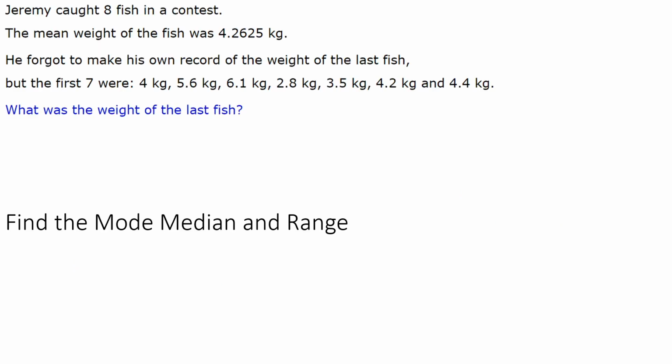Let's go on to this last question. For this one, we know that Jeremy caught 8 fish in a contest, and we're given that the mean is 4.2625. But he didn't record one of the last fish. The first 7 are 4, 5.6, 6.1, 2.8, 3.5, 4.2 and 4.4. So what was the weight of his last fish?